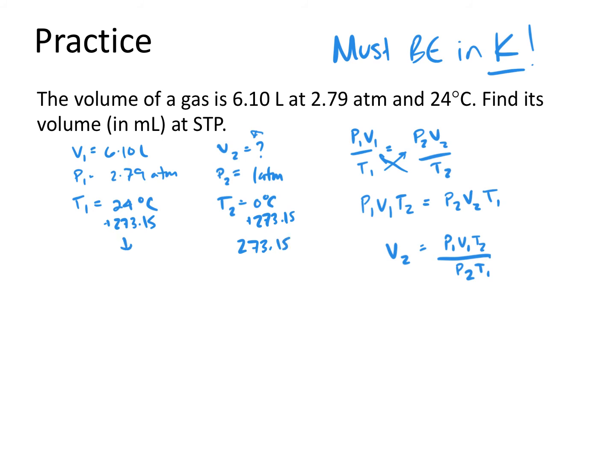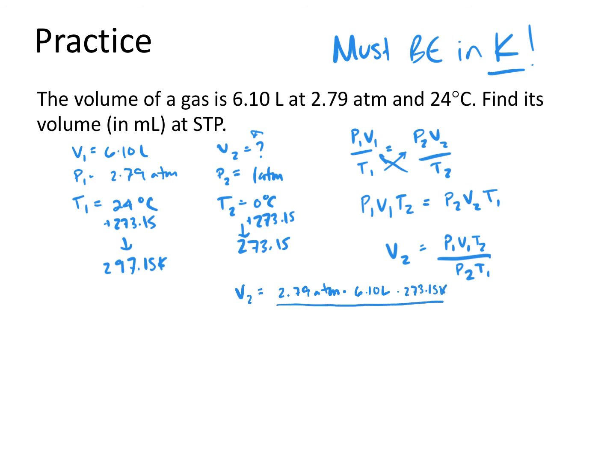My temperature in Kelvin here is going to be 297.15 Kelvin. So we've done the work for both of those, and now we have units that we can plug in. So if we plug in our values, we have our P1, V1, and T2 on top. P1 is going to be 2.79 ATM, times my V1, which is 6.10 liters, times temperature 2. Temperature 2 is 273.15 Kelvin.